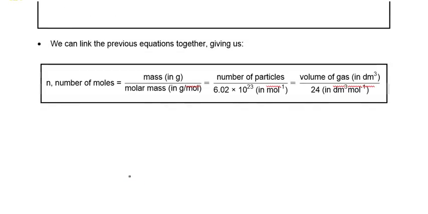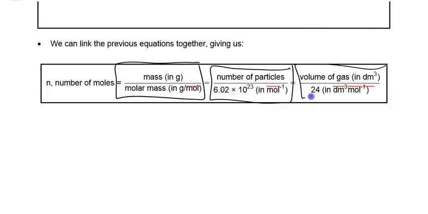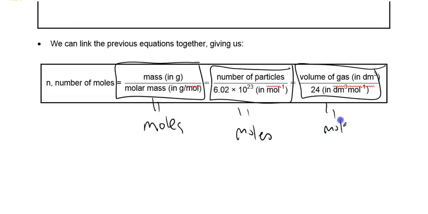Okay, so now that we have covered the three equations in mole concept, we can actually link them all together. The first one we covered was number of particles over Avogadro's constant. The second one was mass over molar mass, and the third one was volume over 24. All these individual equations are equal to the number of moles. So I can put them all together, and based on the variables given in the question, I can calculate any of the items I want in the equation.